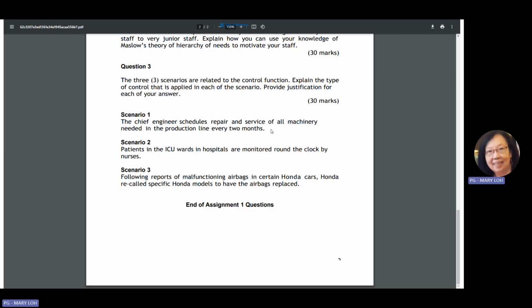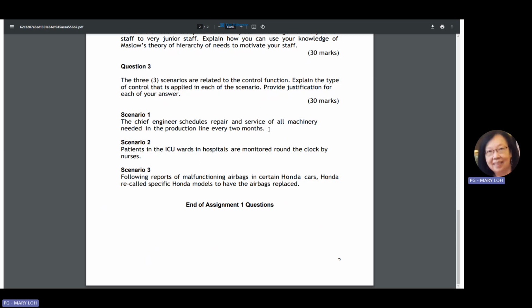So you need to explain, like how I explained to you, why they schedule repair and service every 2 months, because they want to avoid a situation where the machinery and equipment will break down. Because if they don't do this maintenance, in case the machinery breaks down, then there will be downtime, there will be delay in delivering of the finished goods to the customer, then they have to compensate the customer if they delay the delivery, you see.